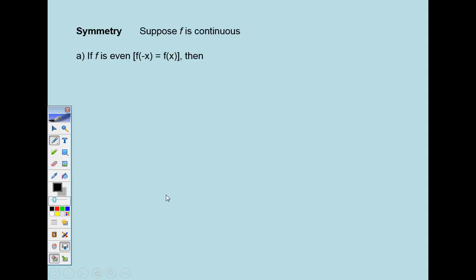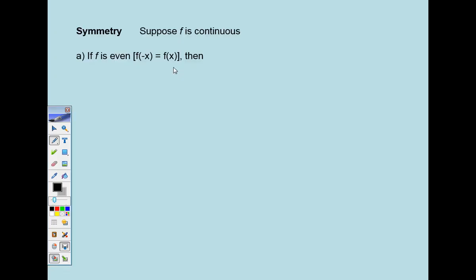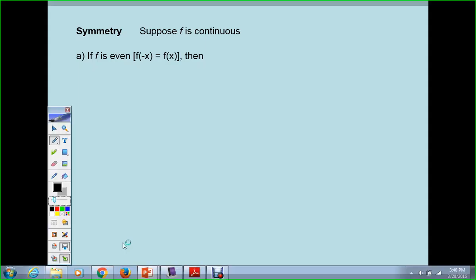Now let's think about symmetry for a moment. Suppose we have a continuous function. If f is even, let's think about an even function. We know that to determine if a function is even, we can plug a negative x into the function, and if we get f of x back, the function is even, which means it's symmetrical about the y-axis. So it may be something that looks like this.